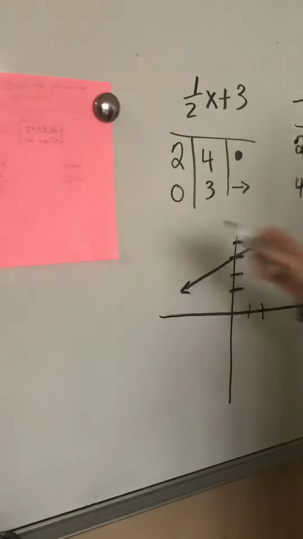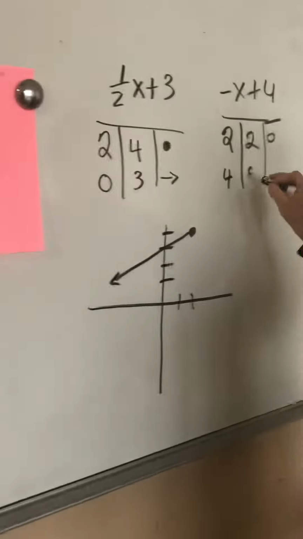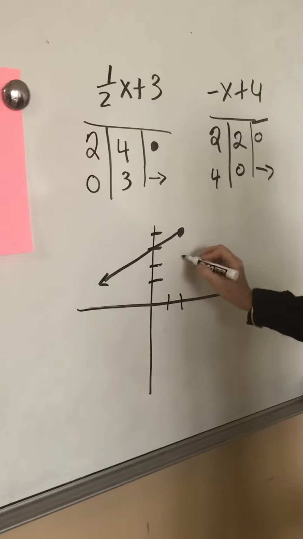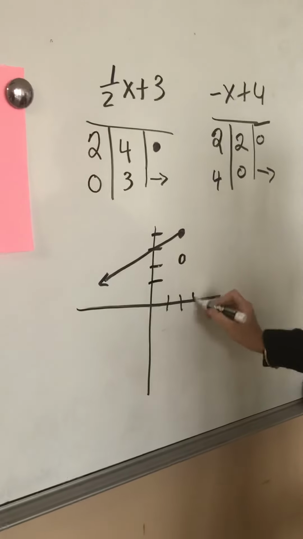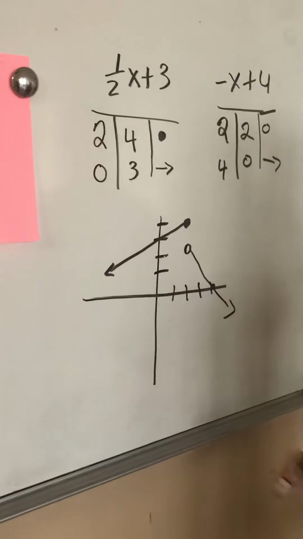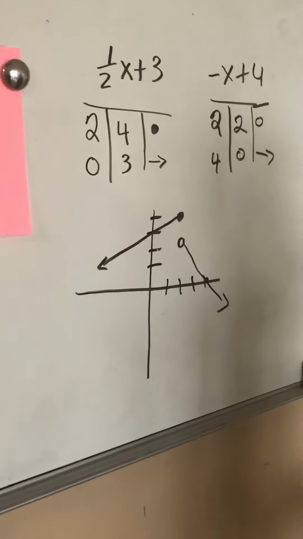Negative 2 plus 4 is 2. Plug in 4, negative 4 plus 4 is 0. And I put an arrow there. And then I'm gonna graph this again. (2, 2), open circle, (4, 0). And then I just connect and it keeps going. It's still a function because it passes the vertical line test. And that is how you graph that piecewise function.